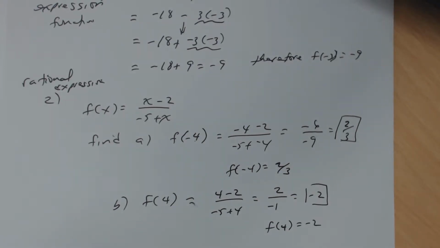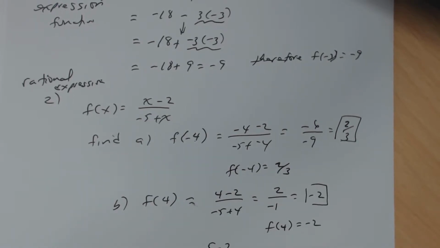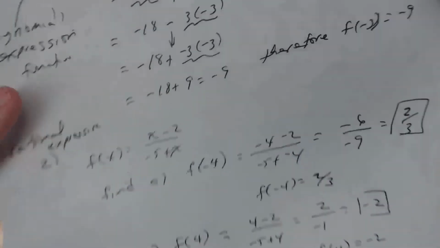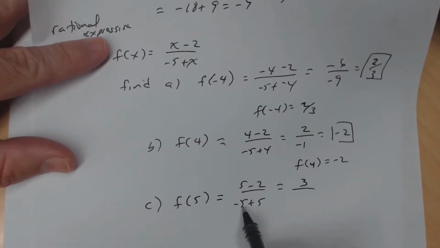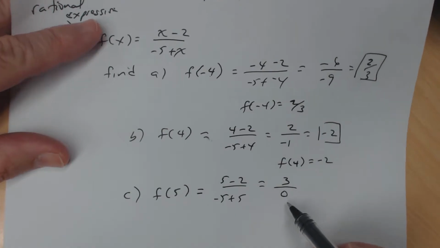All right, let's suppose we had one more. Suppose we had f of 5. So f of 5 would be 5 minus 2 divided by negative 5 plus 5. And so 5 subtract 2 is 3. Negative 5 plus 5 is 0. All right, now remember, you cannot divide by 0.